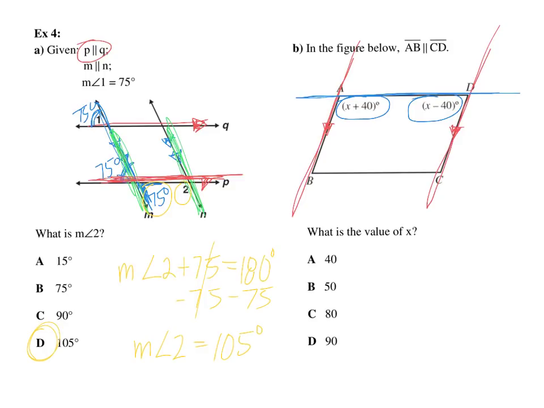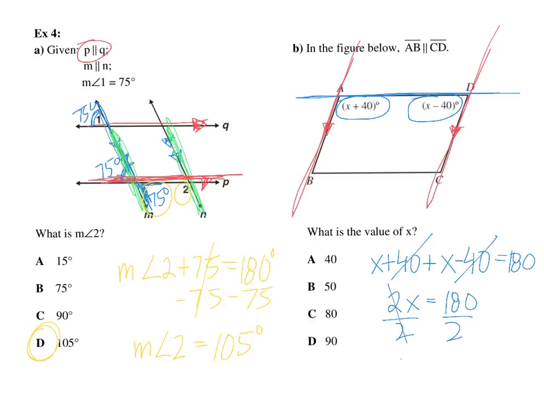So I add them up and set them equal to 180. All right, the 40s cancel out. I get 2x is equal to 180. Divide by 2, x is equal to 90. Answer choice is D. All right, so all these problems really put your understanding of vertical angles, linear pairs, alternate interior, alternate exterior, consecutive interior, and corresponding angles to the test.